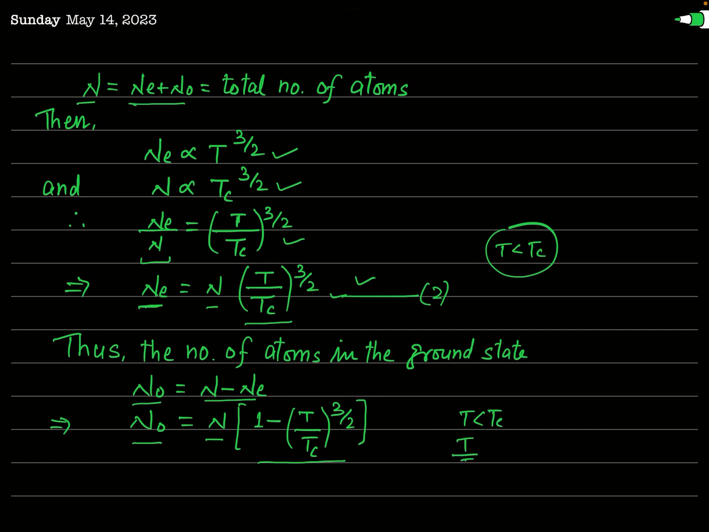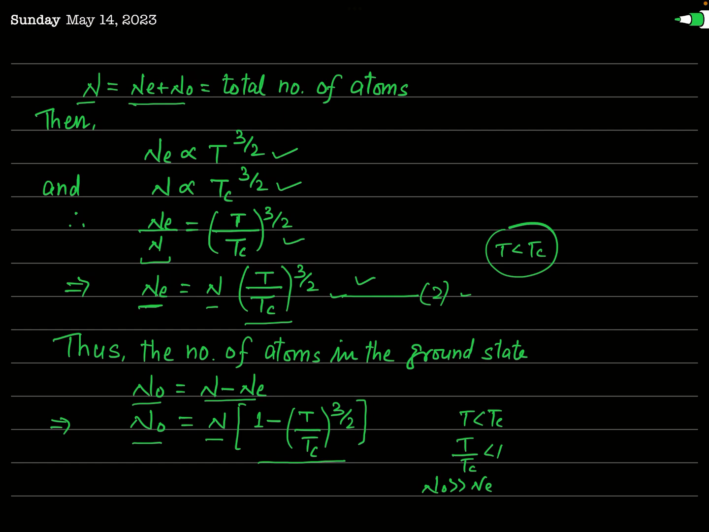Okay. Actually, as T is less than Tc, you can see that T by Tc is smaller than 1. So this N0 will be much greater than Ne, which has been defined in this equation. So most of the atoms will be in the ground state if the temperature is less than the critical temperature.